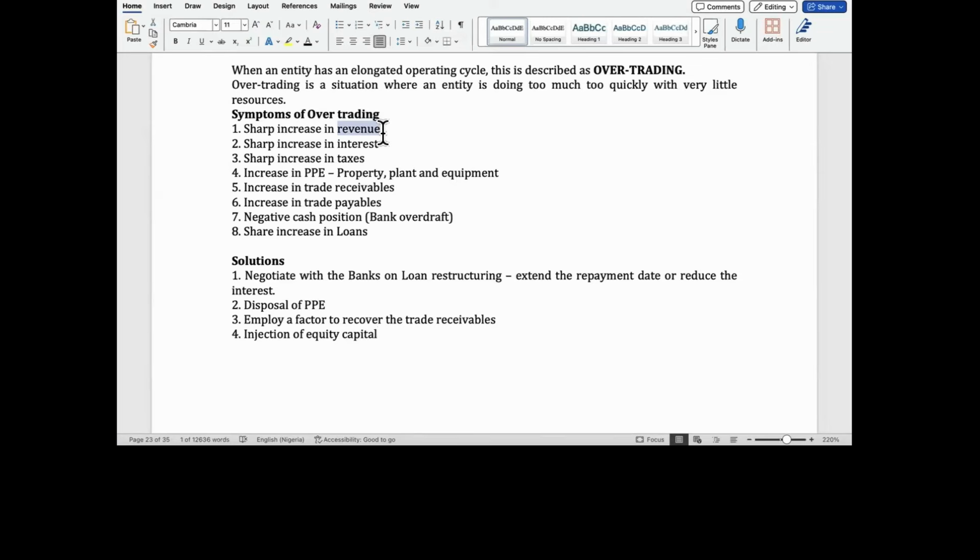Yeah. I see your hand, Fashion. Please ask a question. Sir, sorry, I did not really understand point 3, employ factor to recover the trade receivable. Is it like a type of employee? Sorry, I don't really understand.